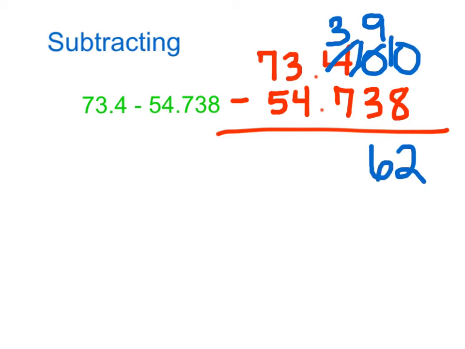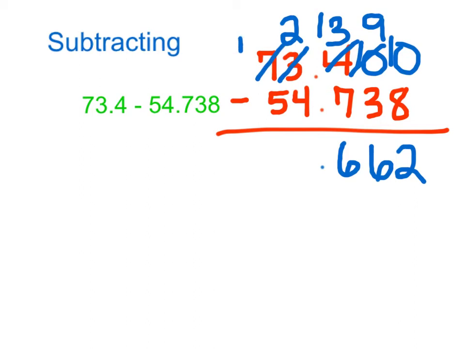3 minus 7 is not possible. Come over here. Borrow from the ones place, so I have some ones that I can borrow. 10, make that 13. 13 minus 7 is 6. I bring down my decimal point. 2 minus 4 cannot happen.